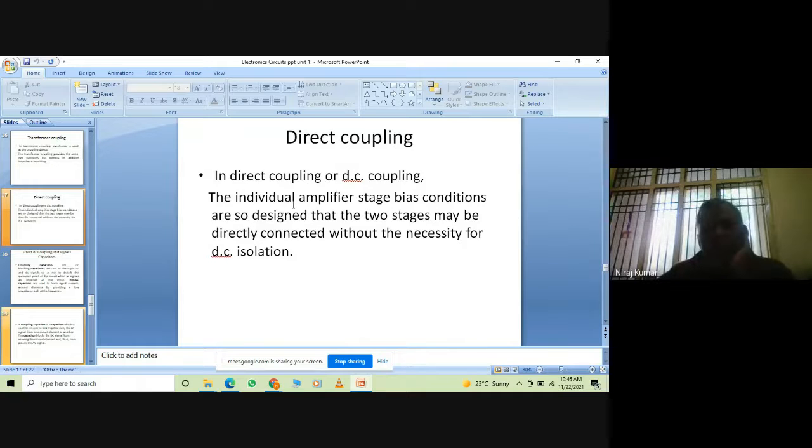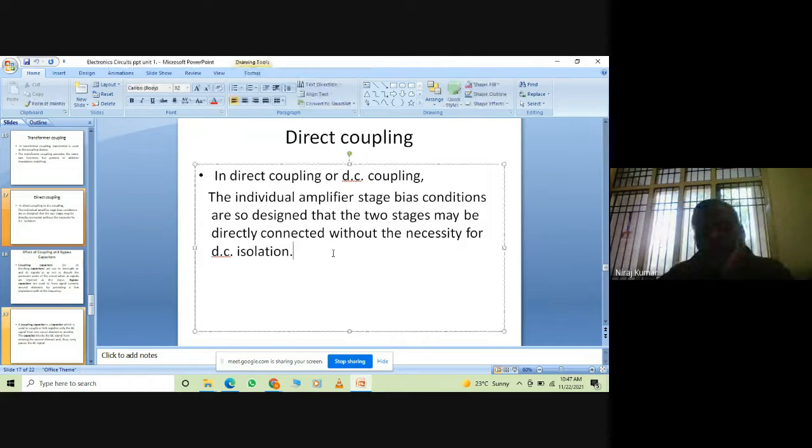Here we can see that in direct coupling, or DC coupling, the individual amplifier stage bias conditions are so designed that two stages may be directly connected without the necessity for DC isolation.